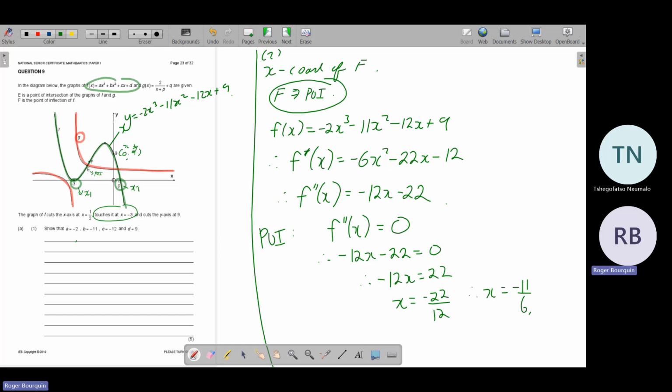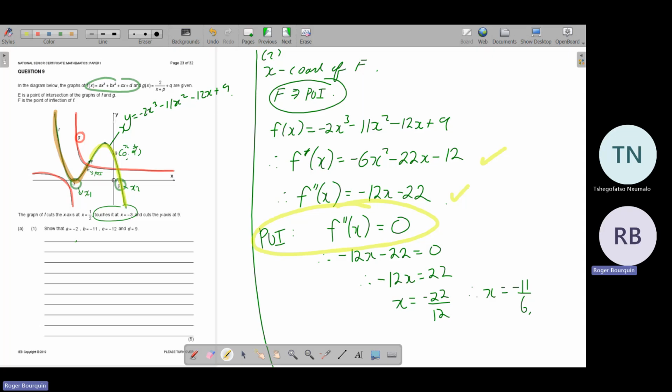Okay, at a point of inflection, remember the graph is changing concavity. What's it changing from? In this case, the brown part of that graph is where it's concave up, and it's changing to concave down, right? That point where it changes concavity is your point of inflection. So your first derivative is negative 6x squared minus 22x minus 12. Your second is negative 12x minus 22. But at a point of inflection, you want to find out where that's equal to 0, right? So you solve that, and you get x is negative 11 over 6.